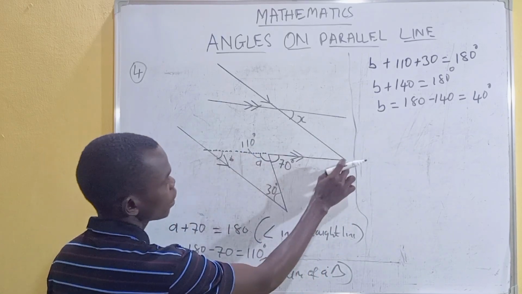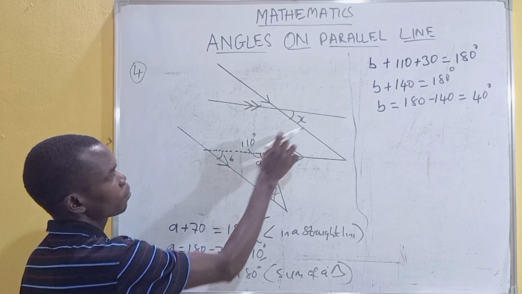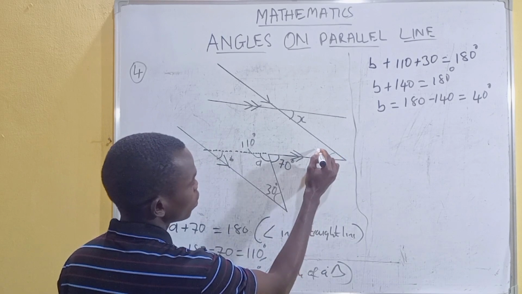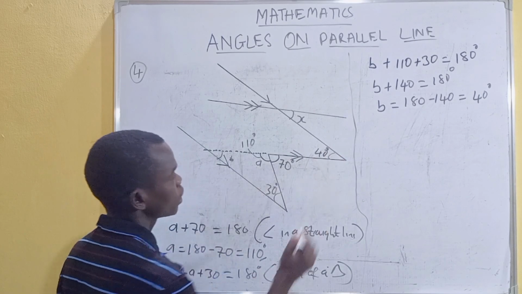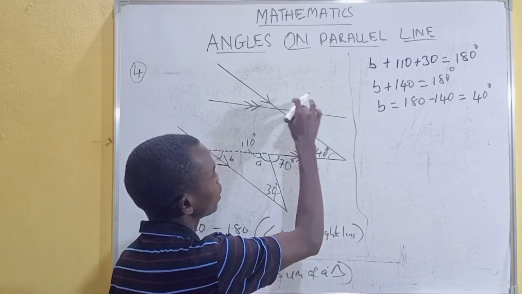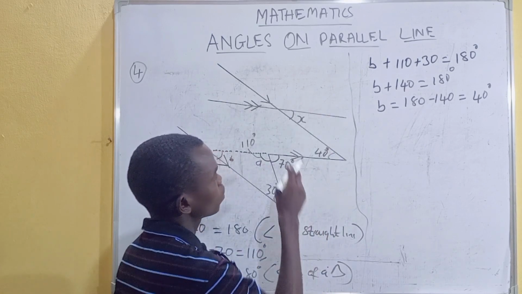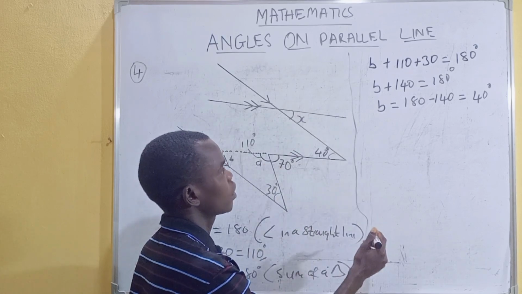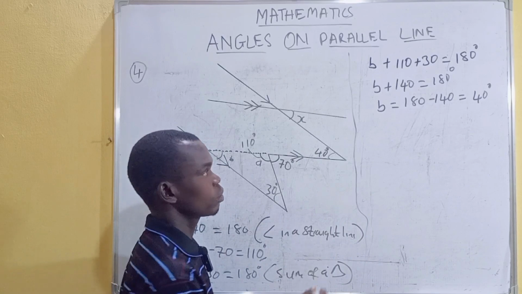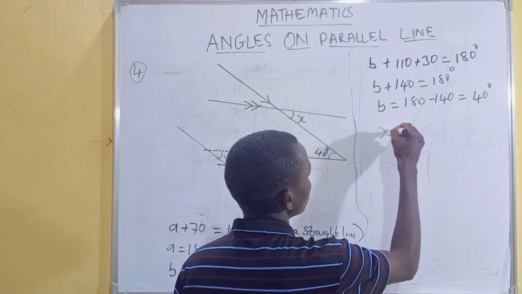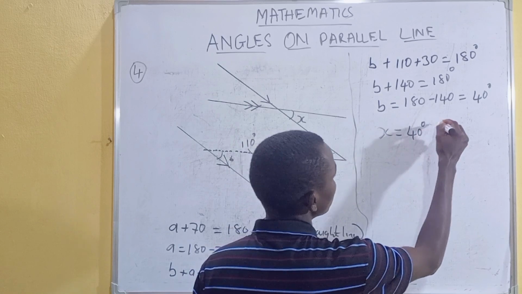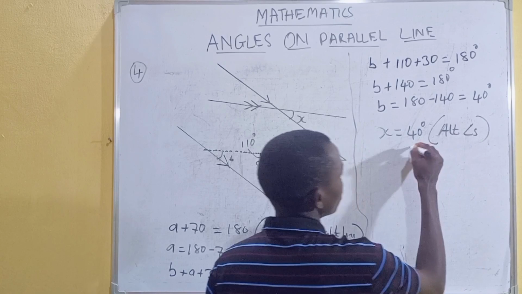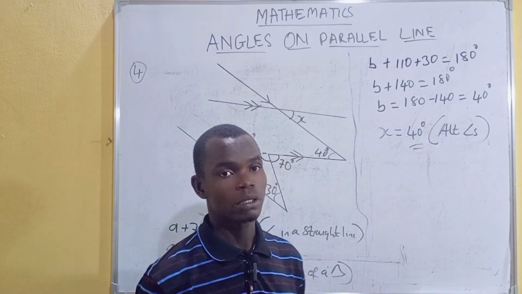And since this parallel line is acting as a transversal to this pair of parallel lines, we notice that B is equal to this angle. Here will now be 40 degrees. That is alternate angles. And when you look at this pair of parallel lines, we also notice that this is a transversal and it is on the opposite side of this transversal. So S will now be equal to 40. So our S will be equal to 40 degrees, alternate angles. So this is our answer to this question.